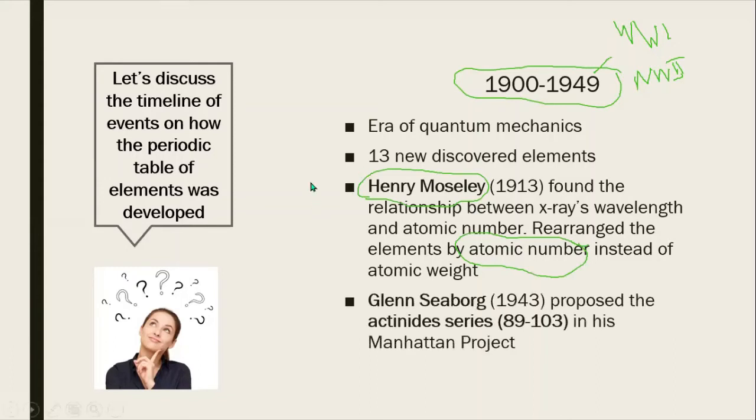Okay, so next, another one was Glenn Seaborg. Okay, so sino ba si Glenn Seaborg? As you can see here on my screen, Glenn Seaborg proposed the Actinide series. Kung titingnan natin yung ating periodic table, I want you to look at your periodic table. The actinide series starts from atomic number 89 to 103. Okay. However, ito yung mas promising dito. He was able to propose the use of the actinide series in the Manhattan Project.